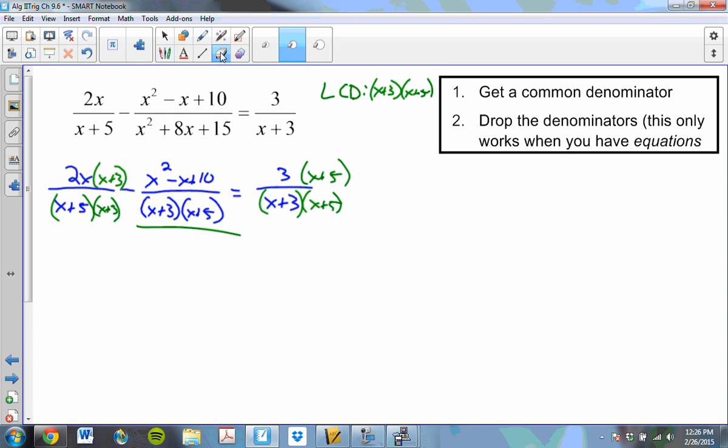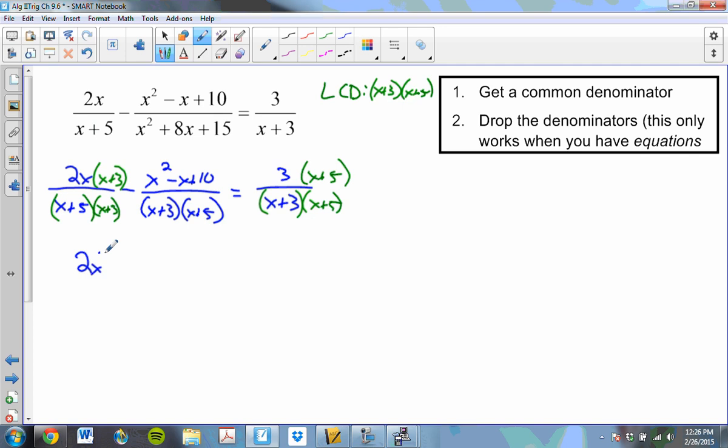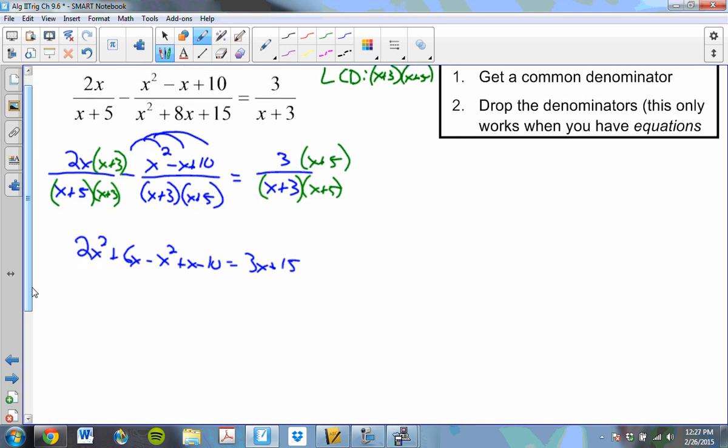Now I can basically just drop my denominators. I don't need them anymore. So I have 2x squared plus 6x minus x squared plus x minus 10 equals 3x plus 15. Remember to distribute this negative to everything. So that's why it's minus x squared plus x minus 10. Now I'll simplify. So 2x squared minus x squared is x squared. 6x plus x is 7x. Minus this 3x would give me a 4x. And then negative 10 minus 15 is negative 25.